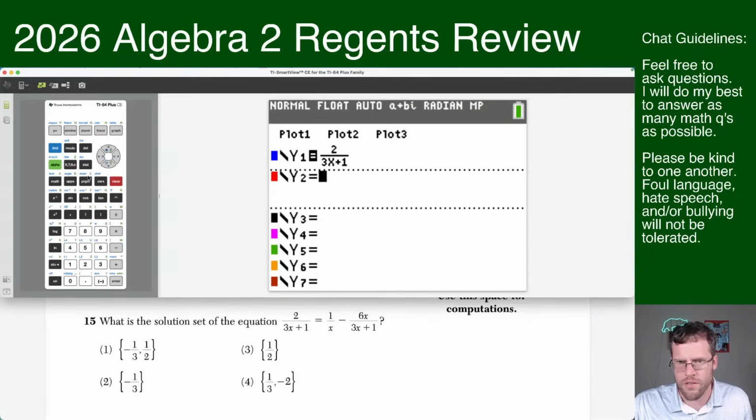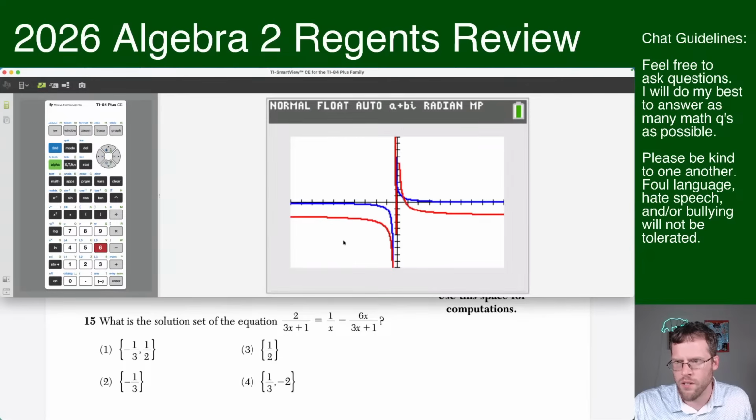Let me try that again. So 1 over x, and then minus. I could press alpha y equals enter, or in some calculators, just alpha x. And then over 3x plus 1. Okay, and I press zoom 6 to fix this.